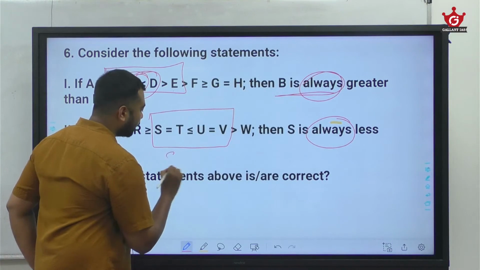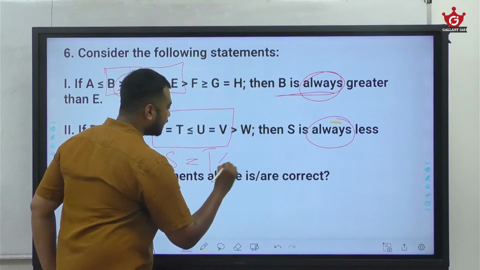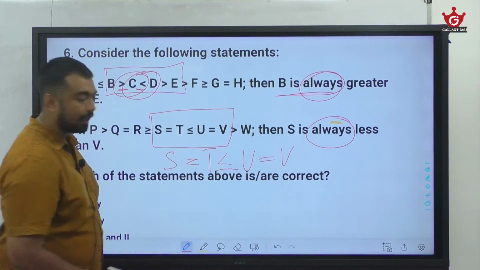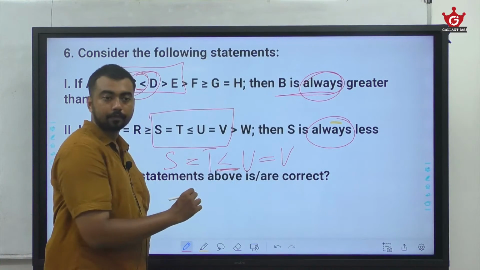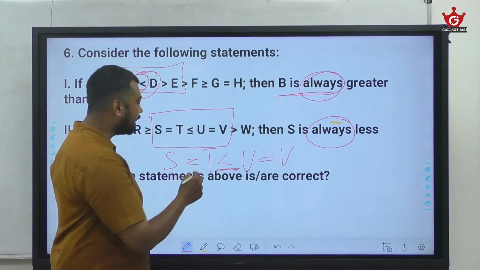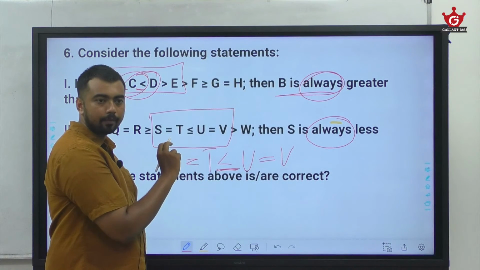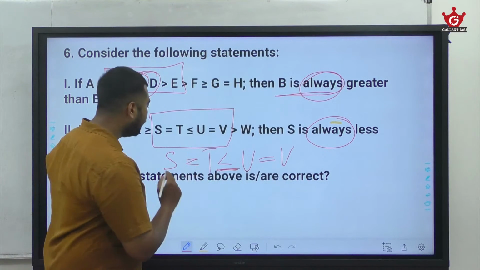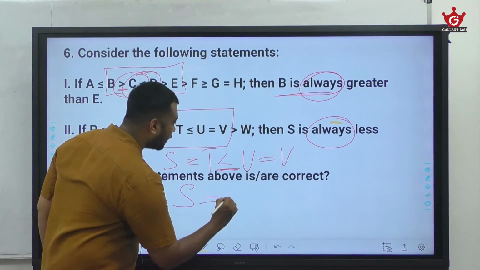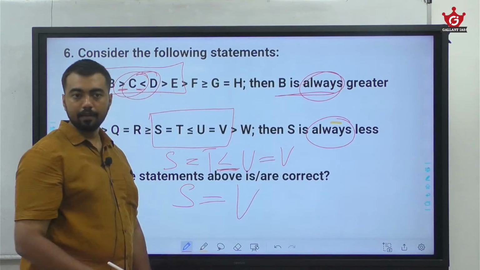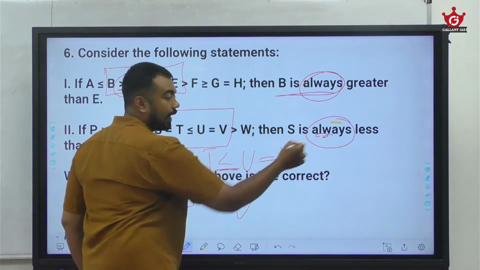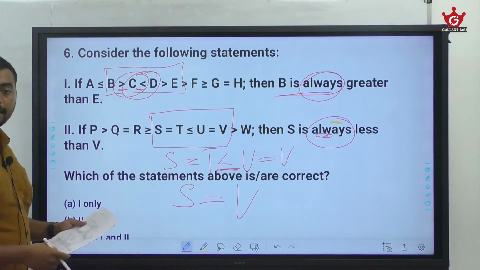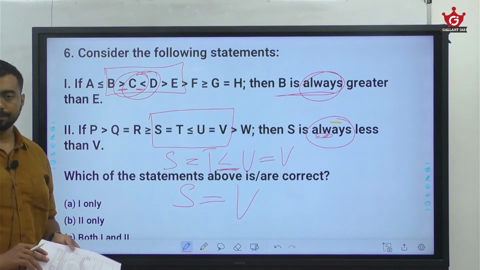Here it is said that S is equal to T less than or equal to U less than or equal to V. Okay, here there is an equal to sign also. So there could also be cases where T is equal to U, which means there are also cases where S is equal to V. So does this always stand? No. So this is wrong. So the answer is neither 1 nor 2.